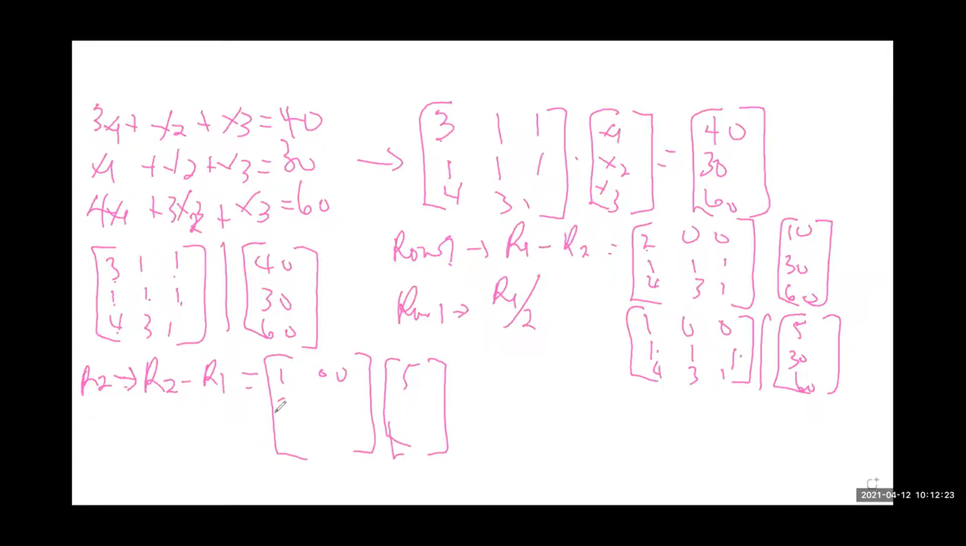Okay? Is 0. 1 minus 0 is what? 1. Then 1 minus 0 again is what? 1. 30 minus 5 is 25. Row 3 is still the same. 4, 3, 1. And this is what? 60. Okay. Which row again can we work on? The last row. Row 3.